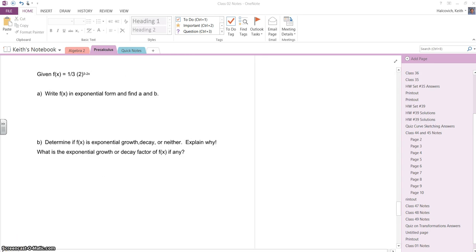So this next one, the first thing we're going to do is write the function in exponential form. So notice we have 1/3 times 2, factor out the negative 2, so we get x minus 3/2. And then remember, this is the same as saying 2 to the negative second to the x minus 3/2.